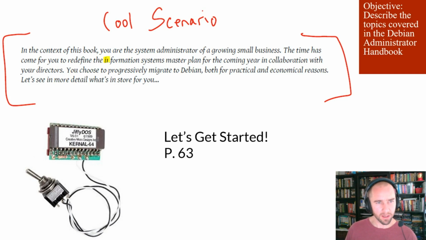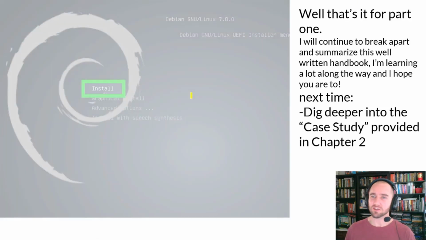Here you go. My particular title of CIS instructor stands for Computer Information Systems. So you're going to redefine the information systems master plan for the coming year in collaboration with your directors. You choose to progressively migrate to Debian, both for practical and economical reasons. If I was you, I would emphasize that we want to be like the International Space Station. Okay, I'm just kidding, but let's see in more detail what is in store for you.